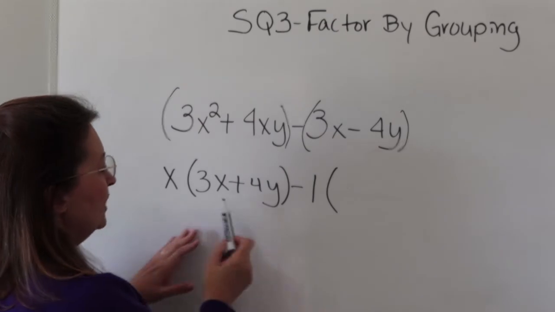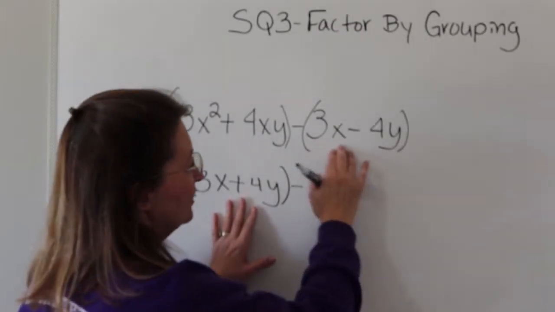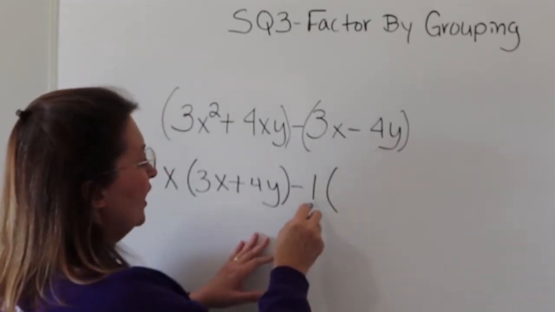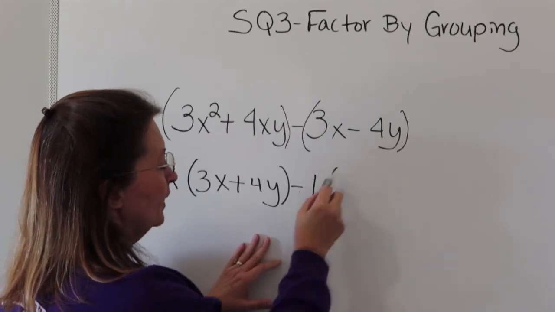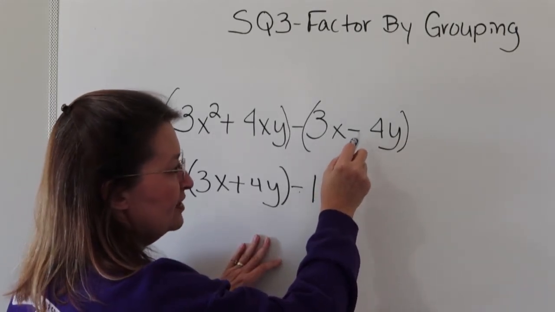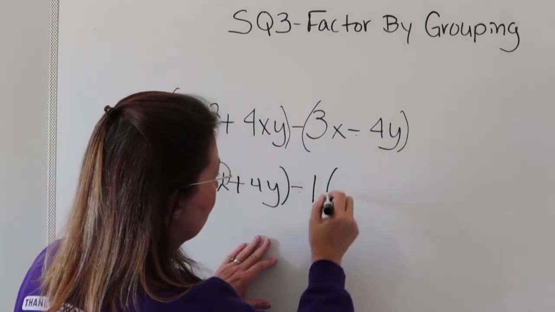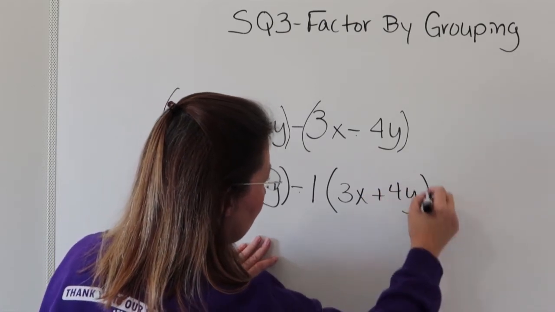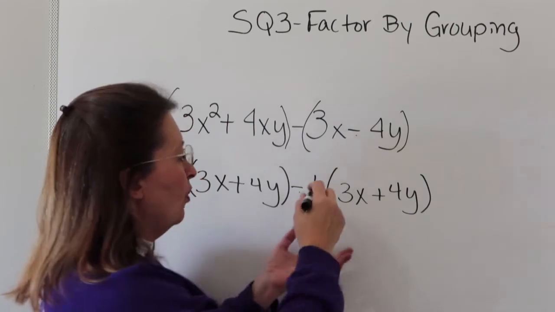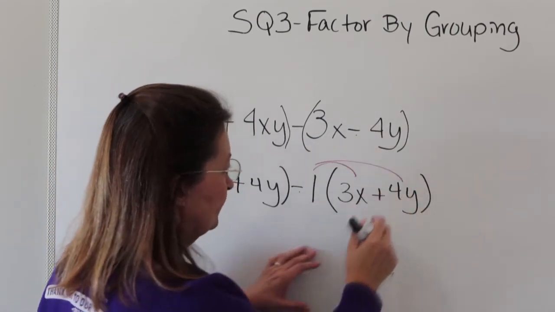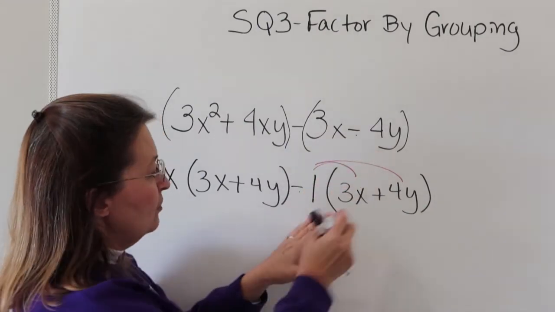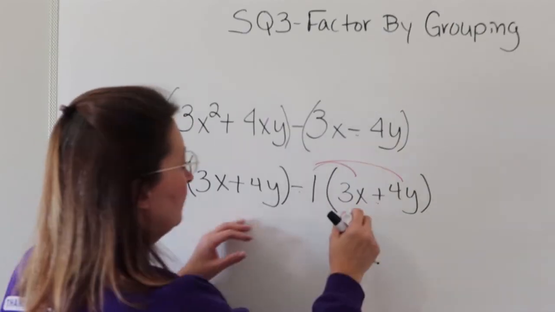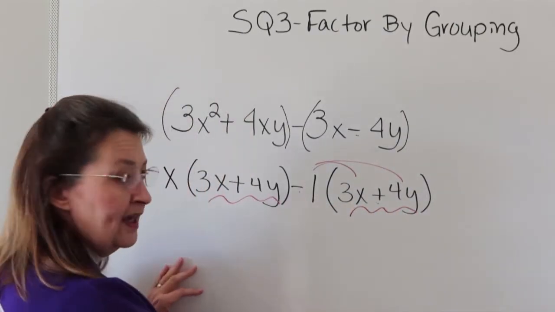Now, the problem is I have a 3x plus 4y here and a 3x minus 4y here. And I can't just bring that down because they won't match. But if I factor out a -1 from this, it's going to change this sign. So when I factor it out, I get 3x here, -1 out of that. Because remember, you've got to be able to multiply this back into this and get this original. The only way to get this minus back is to change this to a plus.